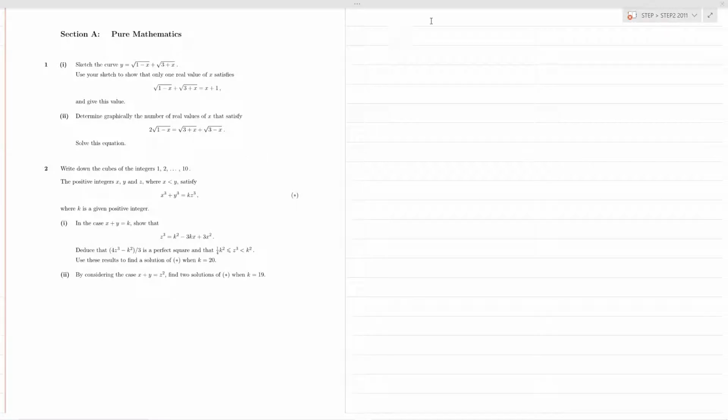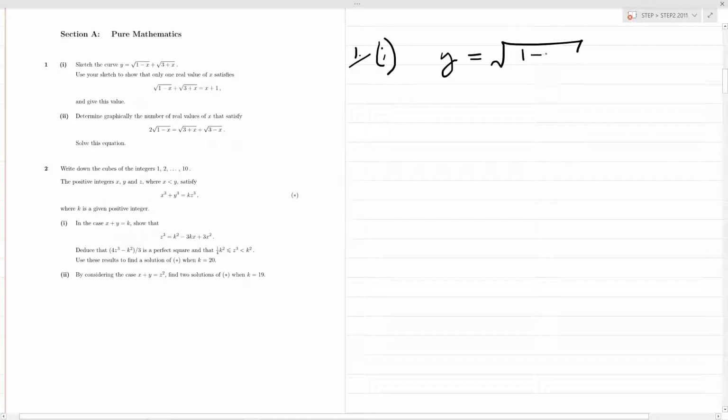So what we've got to do is this, just right here, part 1. And we're going to write down what we're given, which is y equals the square root of 1 minus x plus the square root of 3 plus x. So how do we know what to do first? Well, what you should always do is think, what can I do? What am I allowed to do? What am I certainly not allowed to do? And what am I constrained by?